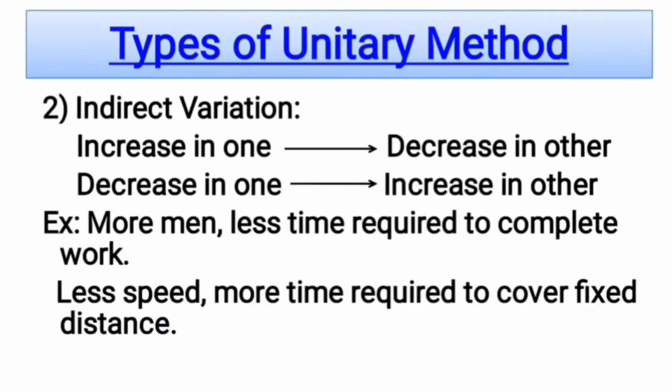Less speed, more time required to cover a fixed distance. If you increase speed, then you require less time to cover a fixed distance. Means here one quantity increases, so the other decreases. And if one decreases, then the other increases. So, this method is known as indirect variation.